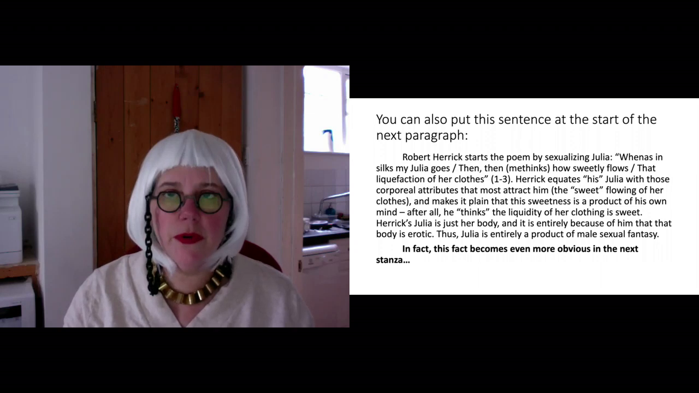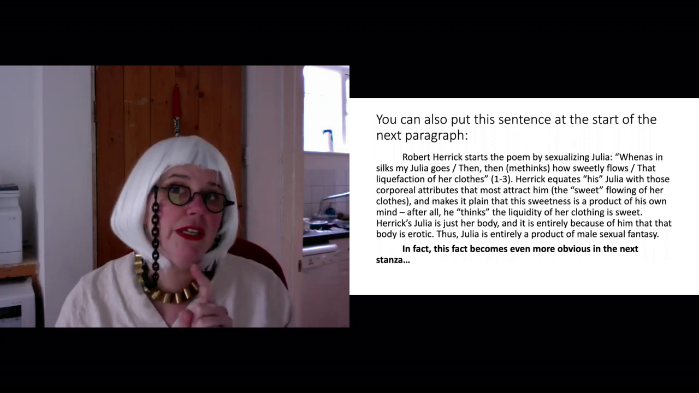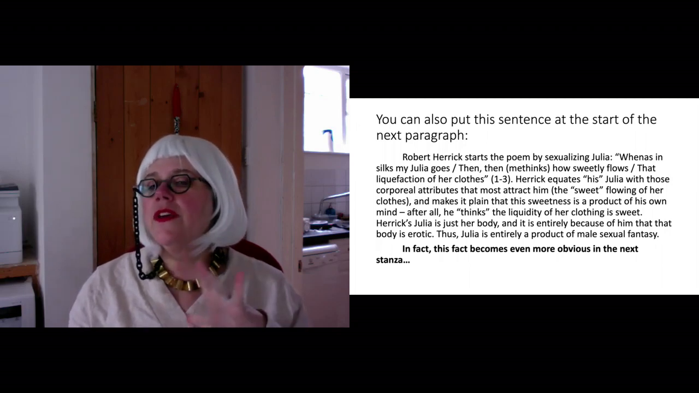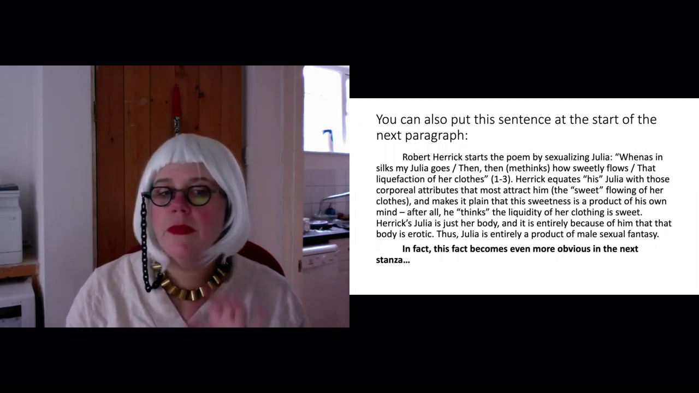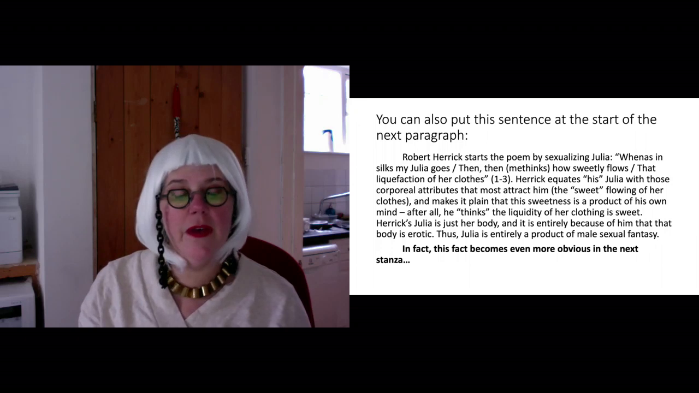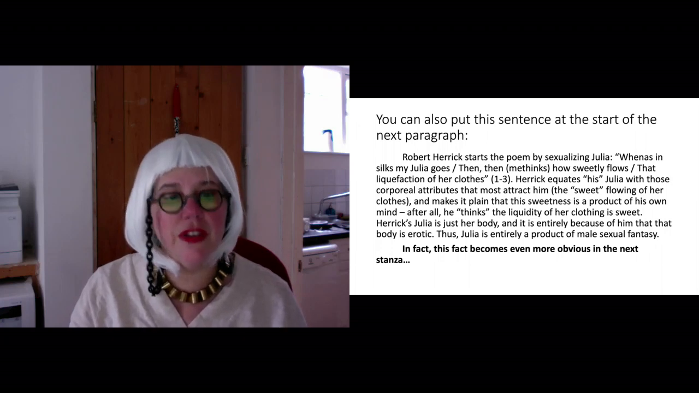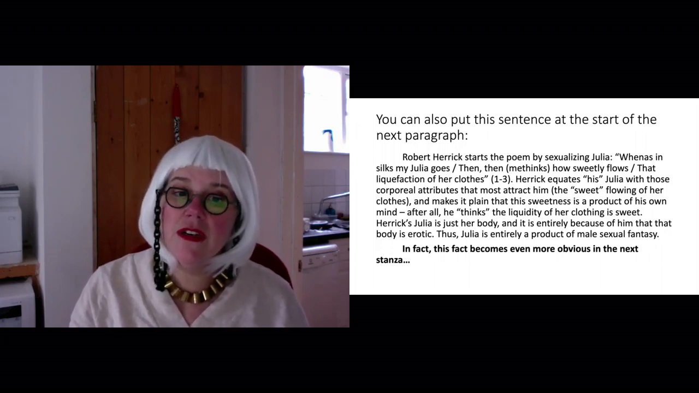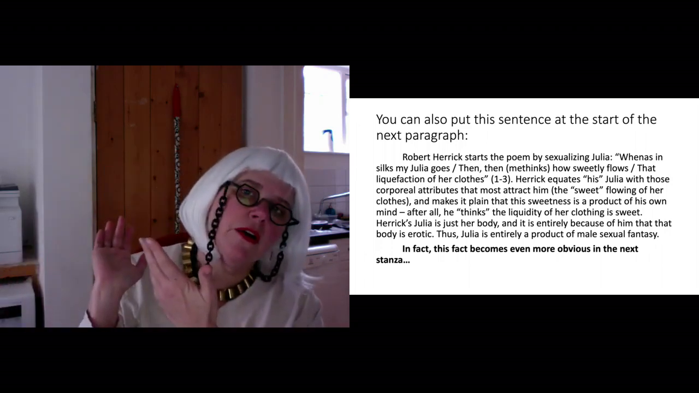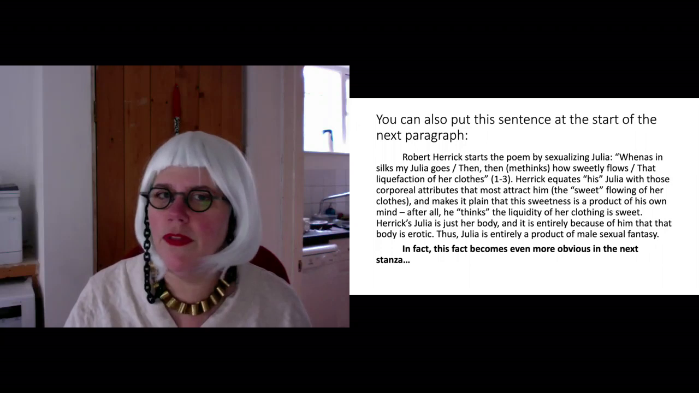But you can also put transition sentences at the start of the next paragraph, which I actually did not know until I was well into my postgraduate education. And it looks slightly sleeker, so I prefer it. So you say, Herrick's Julia is just her body, and it is entirely because of him that that body is erotic. Thus, Julia is entirely a product of male sexual fantasy. In fact, this becomes even more obvious in the next stanza. And then you're off to your next paragraph. Yes, I did a little on-the-spot revision because that repetition of fact was unsightly, and we don't want that.